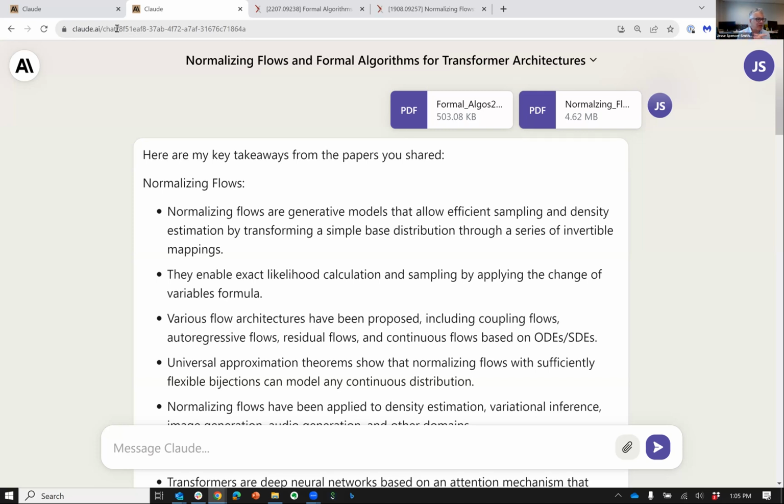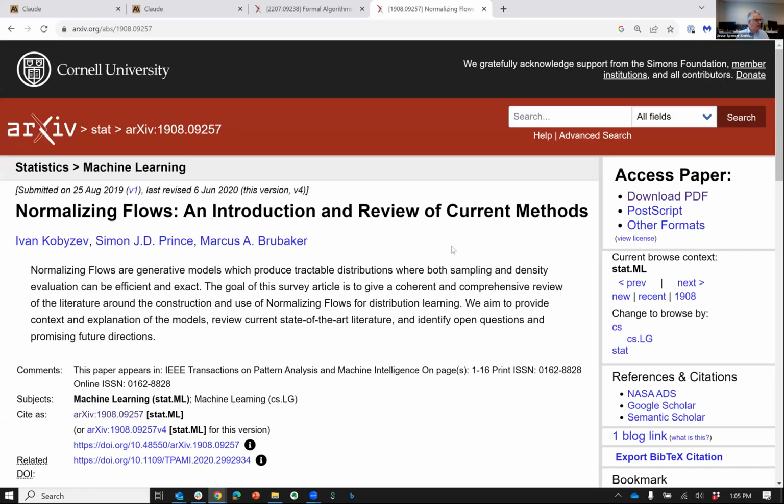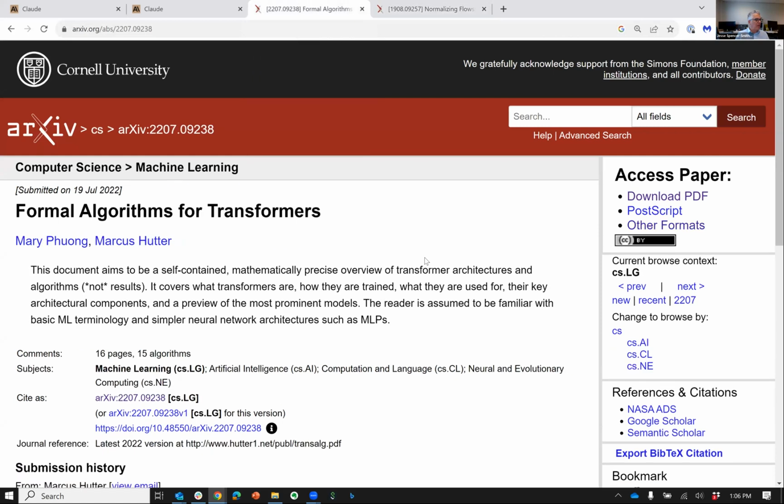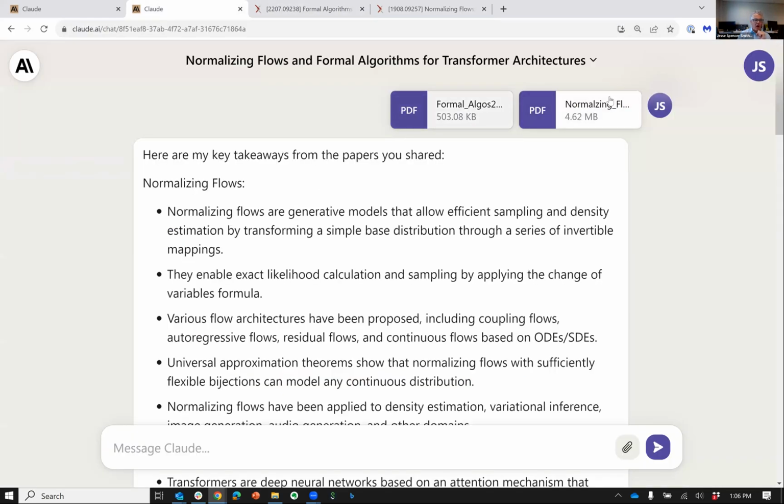I only had a couple of hours to try to start doing this, and I didn't know whether to invest my time there. So what did I do? I uploaded the normalizing flows paper, Normalizing Flows: An Introduction and Review of Current Methods. Then the other thing I did was upload a paper I very much like, Formal Algorithms for Transformers, which is a beautiful high-level formal algorithmic approach to transformers. I uploaded both of these to Claude.